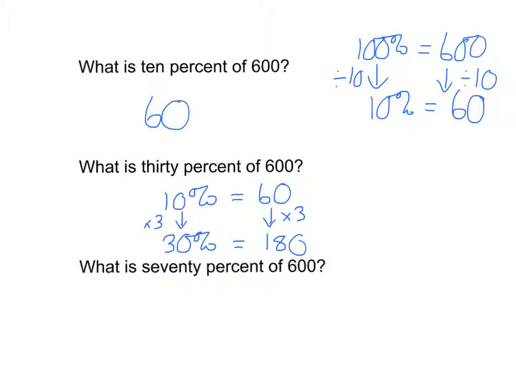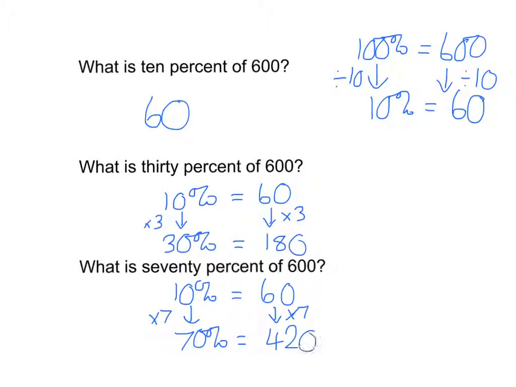So the next one, what's 70%? Well, if I go back to my 10%, which I know is 60, and then I can just say, well, 70% is bigger than 10%. It's 7 times bigger. So my answer will be whatever 10% was times by 7. So 60 times by 7 gives me 420.